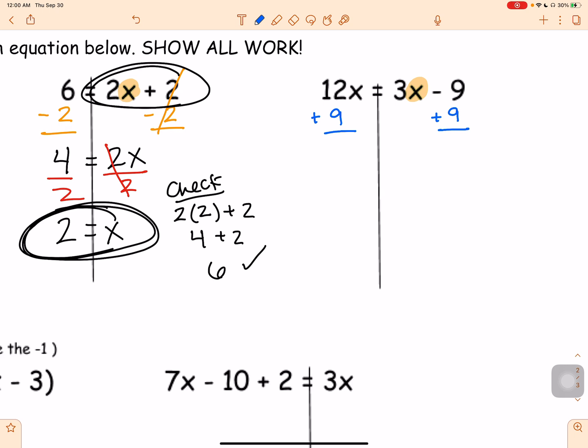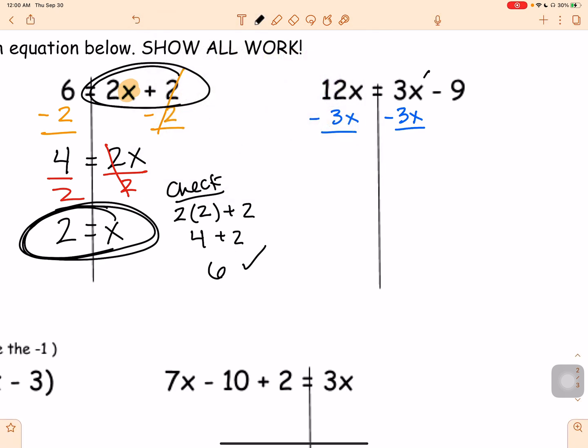We have x's on both sides. I cannot add 9 to 12x, so that is not my first move. Whoops. So I notice here that if the negative 9 is on this side, I'm going to go ahead and subtract 3x from both sides to move all my x's over to the same side, right? So this 12x minus 3x is something I can do because they both have an x.